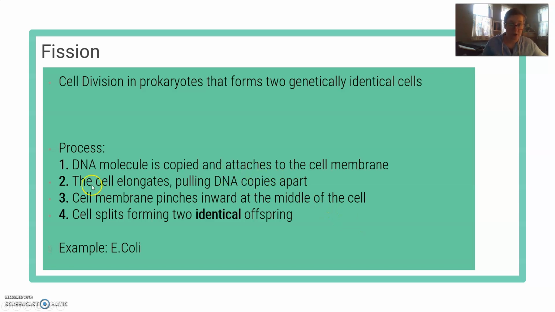Now, step 2. The cell is going to elongate, pulling the DNA apart in different directions. Then the cell membrane is going to start to pinch in the middle, and the cell is going to split and form 2 identical offspring. An example of this is E. coli. And remember, E. coli is the type of bacteria that gives you a bad stomach ache, but bacteria really undergo fission, or binary fission, as it's also called.